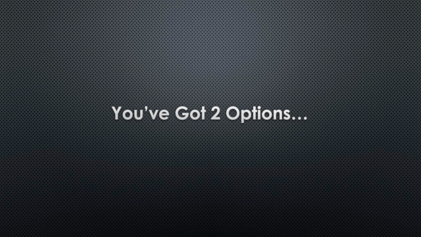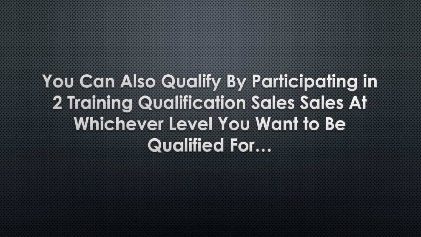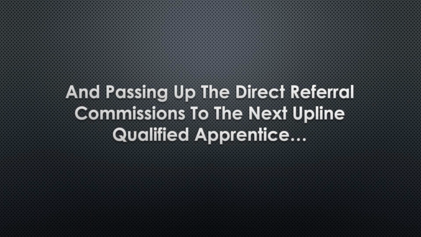So what do you have to do to qualify to be a guaranteed income bonus pool member? Well, you've got 2 options. The quickest and easiest is to become a product customer at one of the founding membership levels, whichever membership level works best for you. Or you can also qualify by participating in 2 training qualification sales at whichever membership level you want to be at.